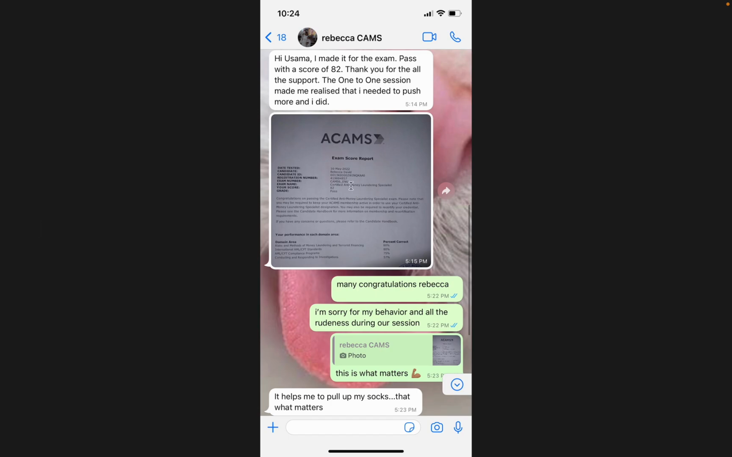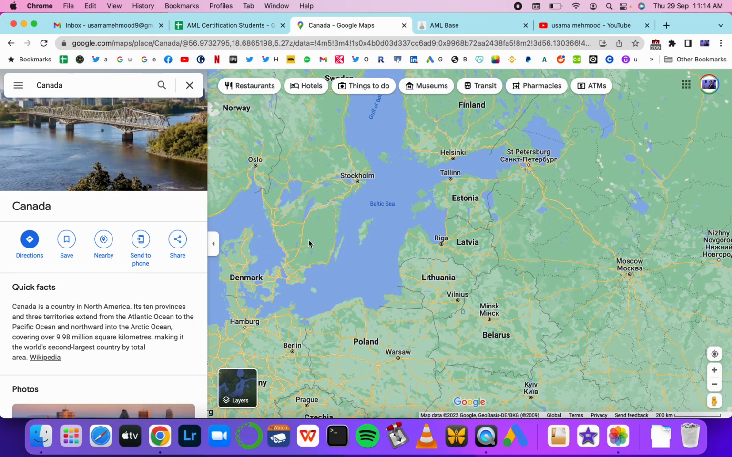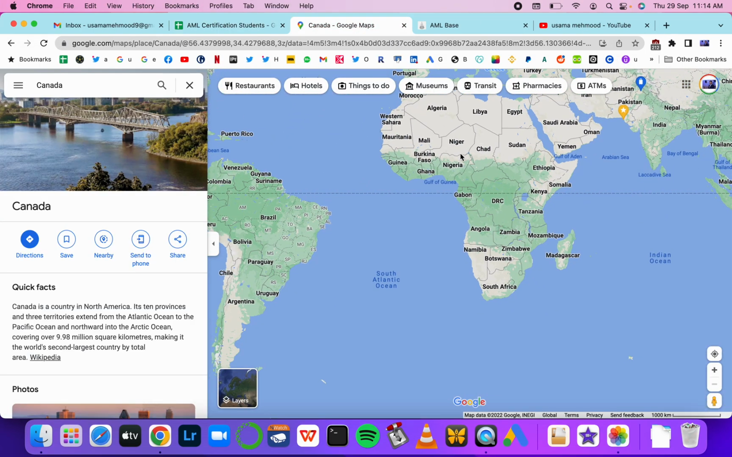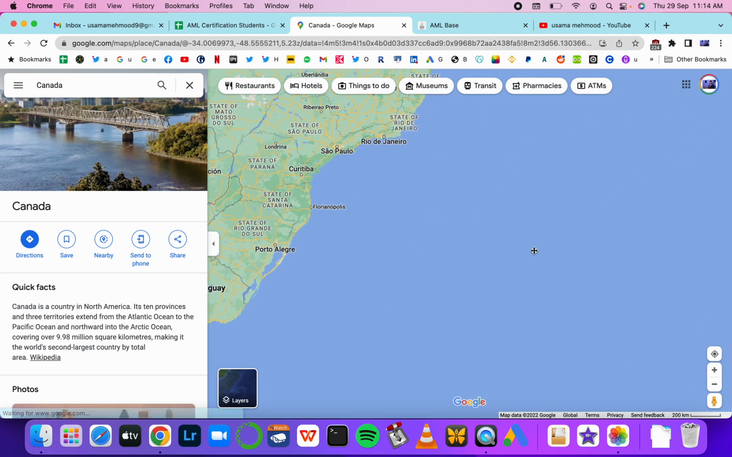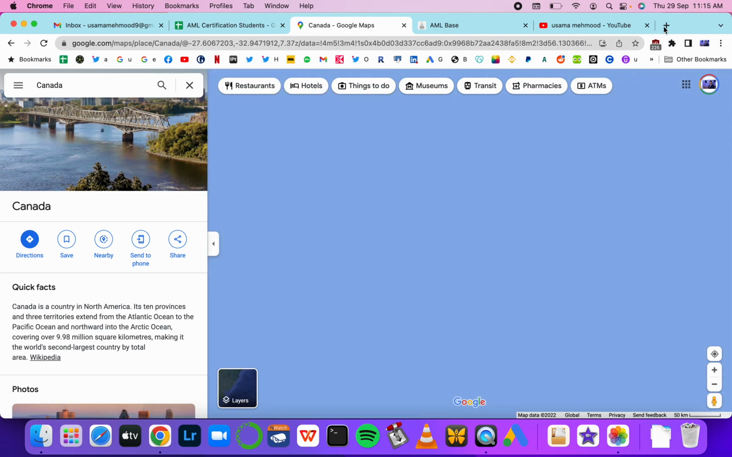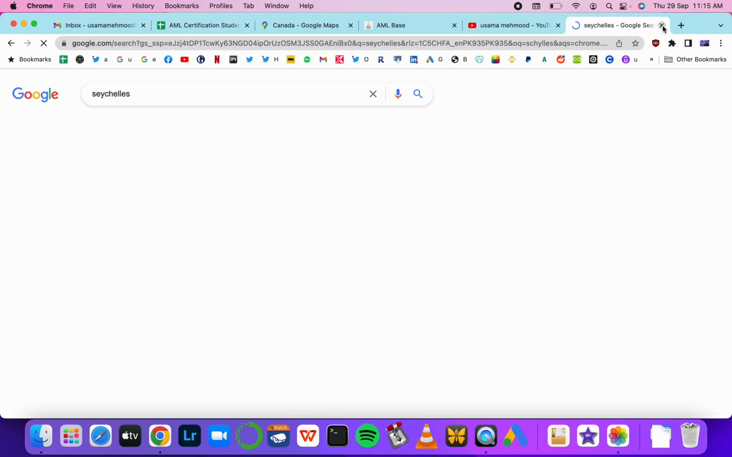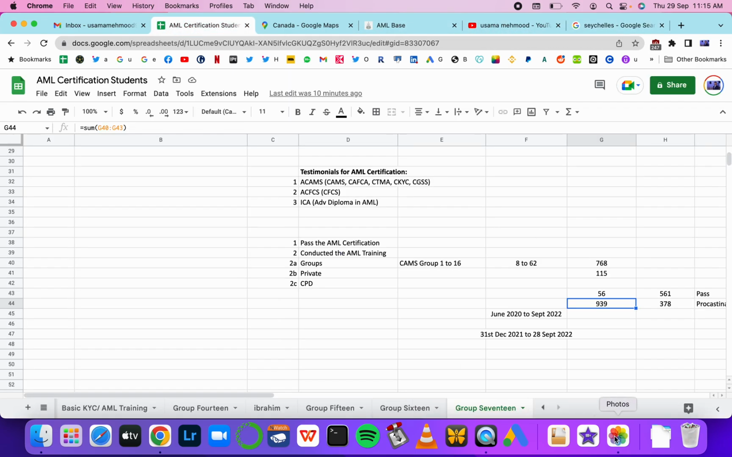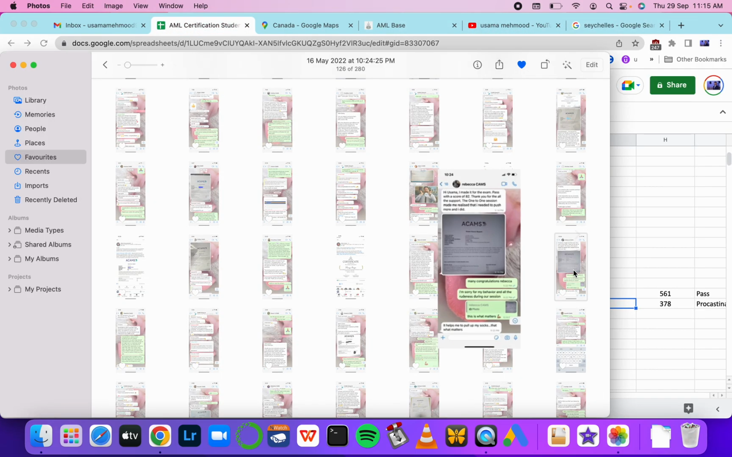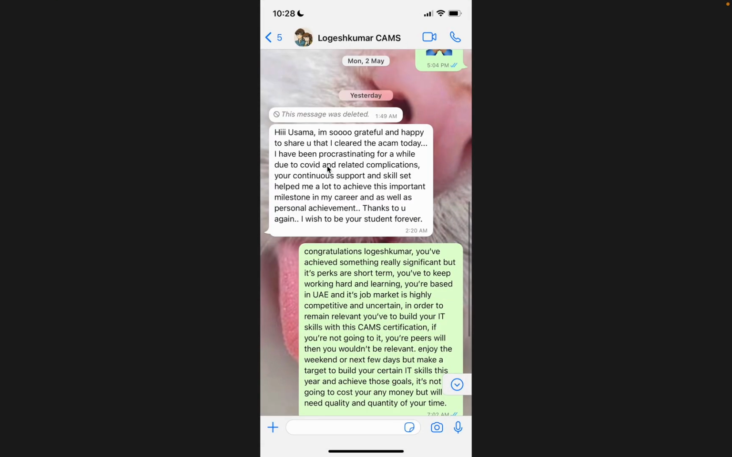Okay, Rebecca is from a country that is very difficult for me to pronounce. It's called Seychelles, in between Mauritius and Africa. It says Seychelles or something like that. The country, yeah, this one. It's very difficult to pronounce. I'm really not good at pronouncing things. So okay, next one. I remember her because she's from a very different place. No one has contacted me from that country except her.